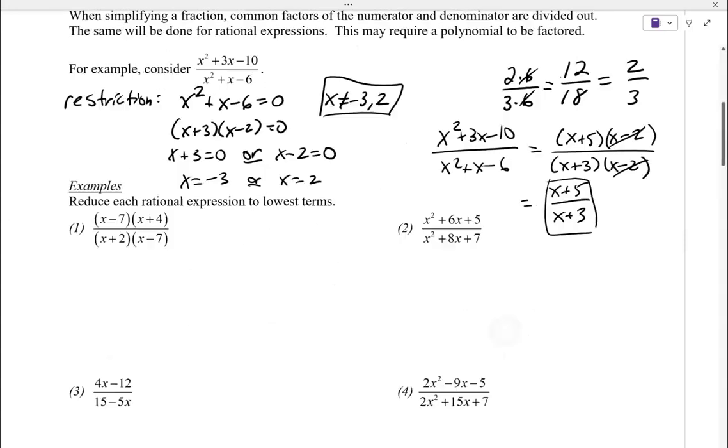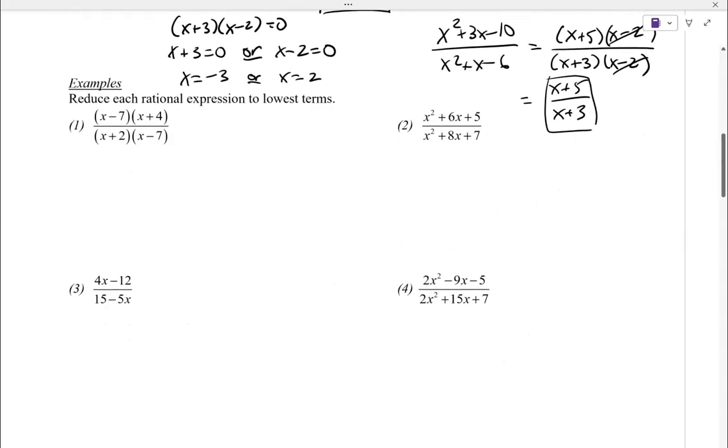All right. So let's see if we can do these next couple together, and then I'll turn you loose on a worksheet. Notice in number 1, things are already factored for you, right? So do you see any common factors on top and bottom? X minus 7. They go away. Reduce the lowest terms. We get x plus 4 over x plus 2. Those divide each other out. That one was pretty straightforward, wasn't it?